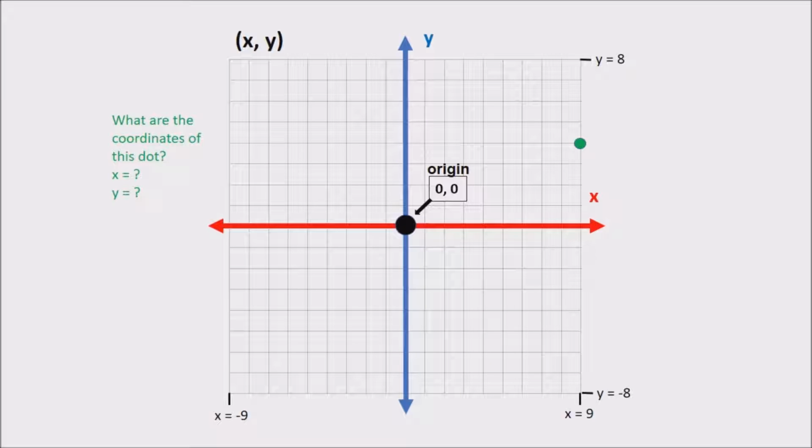What are the coordinates of this dot? The coordinates are 9, 4. We're going out 1, 2, 3, 4, 5, 6, 7, 8, 9 on the x-axis, and 1, 2, 3, 4 on the y-axis. So that's written as 9, 4.